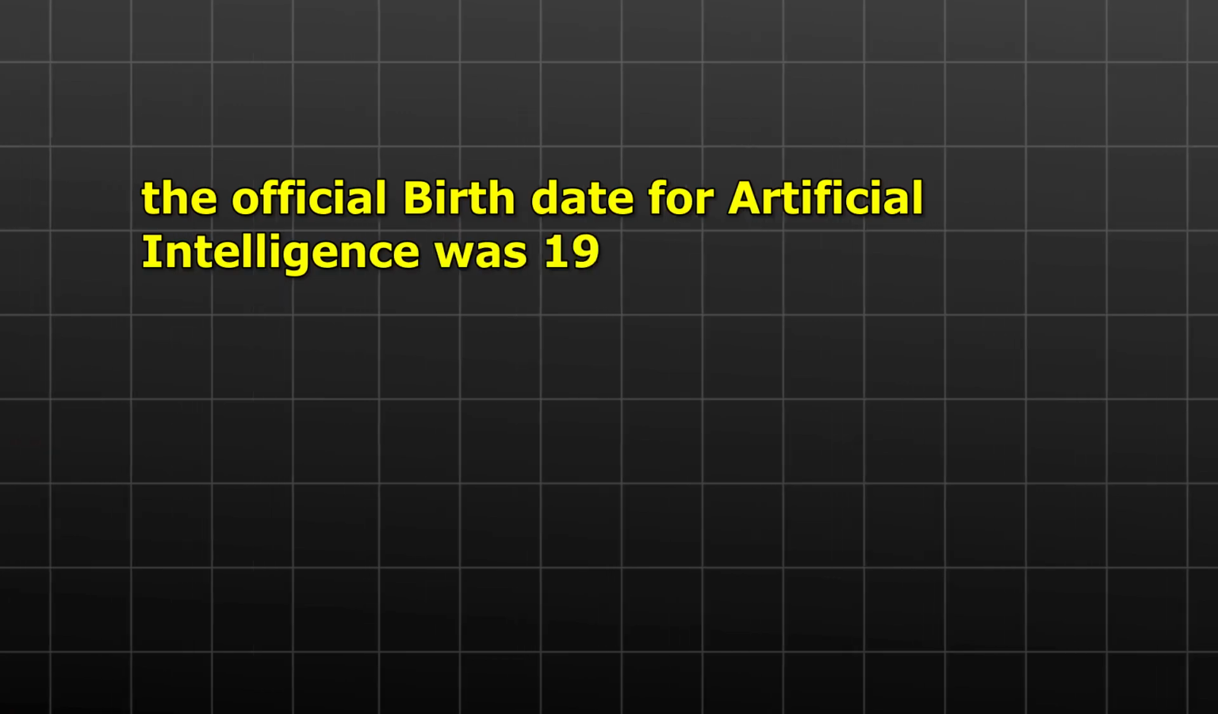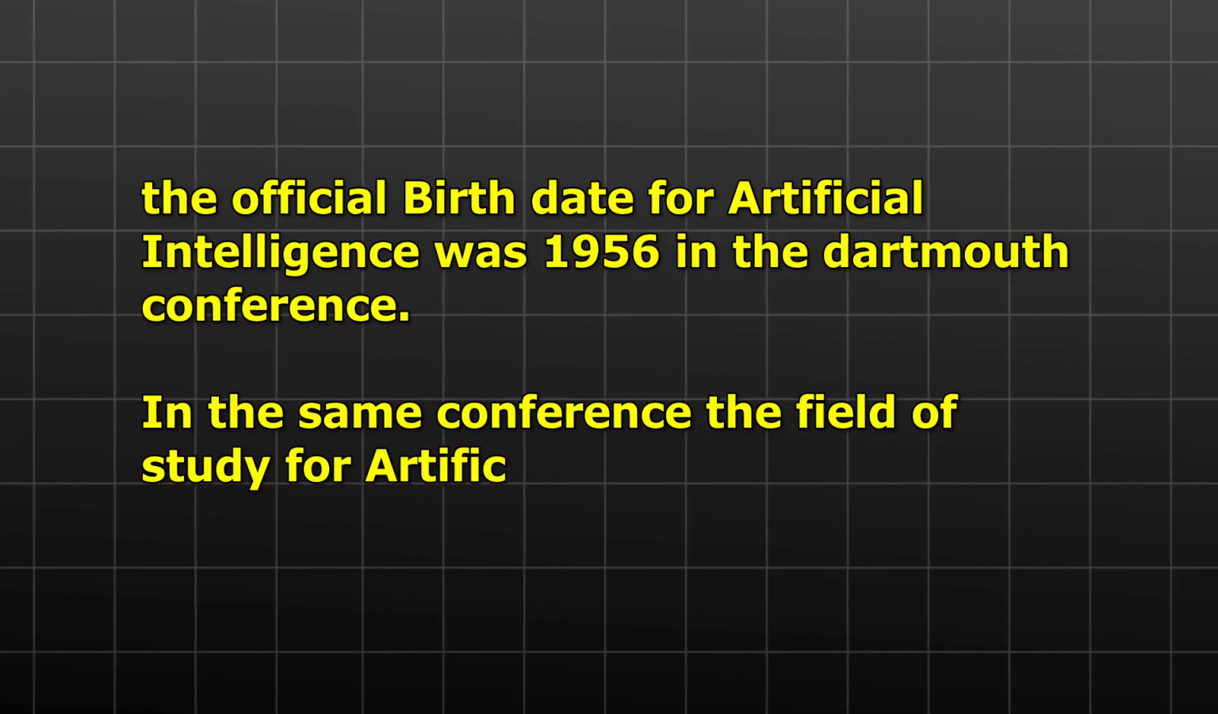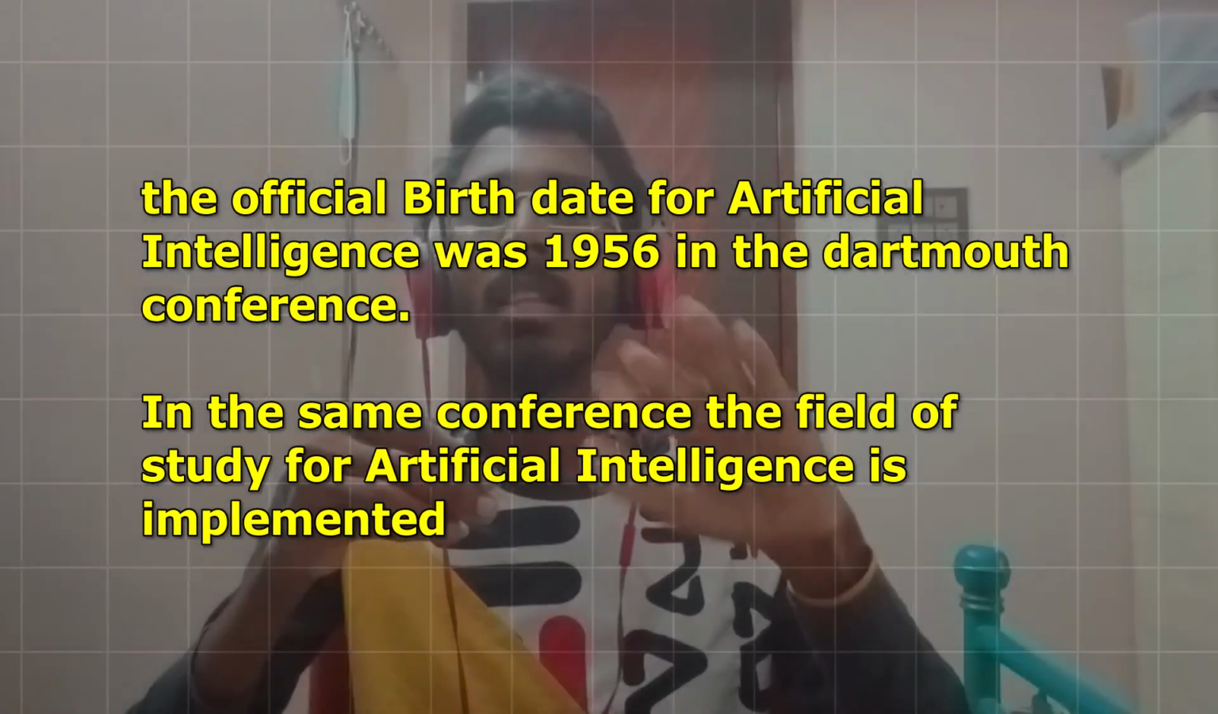What was done in the Denmark conference? Basically, there was a speech on artificial intelligence, how machines can learn and respond like humans, and how the future of computers is going to evolve. Many things were discussed in the Denmark conference. The official birth date of the term artificial intelligence was 1956, and the field of study for artificial intelligence was also established in that conference. Both the introduction and the coining were done there. Then we are going to the next topic.